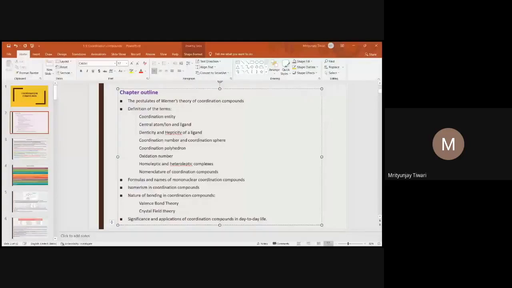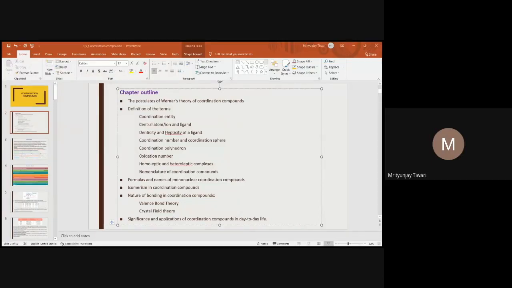But if this coordination sphere has a positive charge or it is neutral, then it will be named differently, or if it is having a negative charge on it, then it will also be named differently. So based on that, we will see what rules we will follow for the IUPAC nomenclature of coordination compounds. These things we will also see.